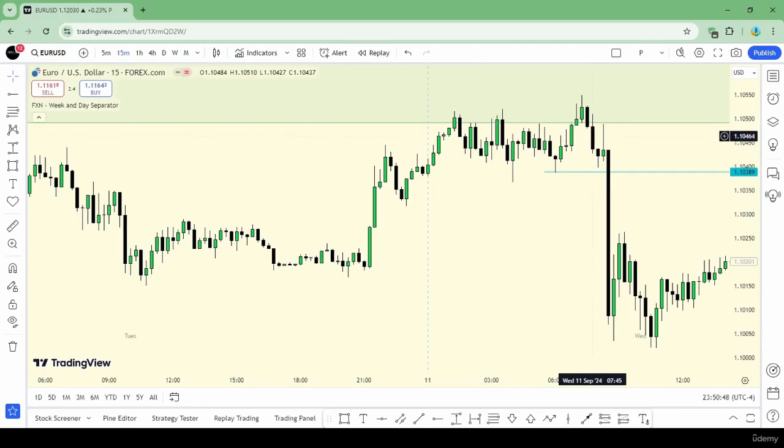But you can see the reason behind this move away, or this dynamic movement away from our daily fair value gap, is the market ran the buy side liquidity of the London session and then moved away. And also, I think here we had some news. So I think this is also what triggered the market to not make a retest of the 15 minutes fair value gap.